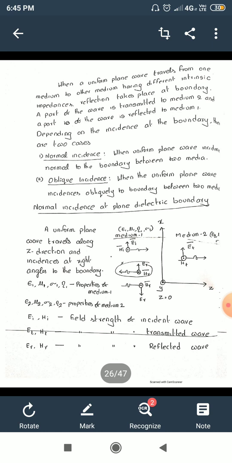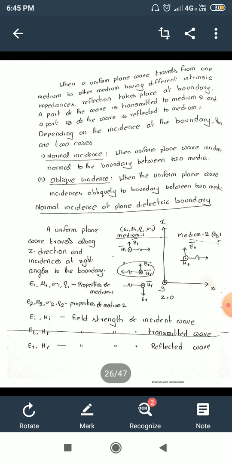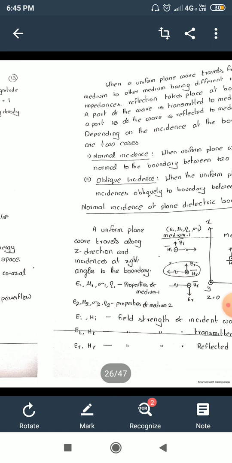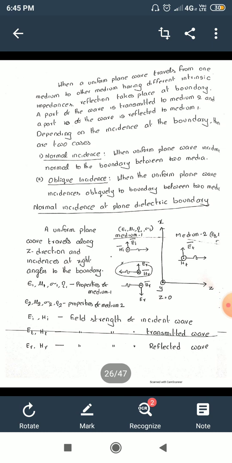Dear students, in the morning class we discussed the Poynting vector. I have stopped at the Poynting vector, and the remaining topic which I left covers mainly two things: first the normal incidence, and then oblique incidence. So look at this one.